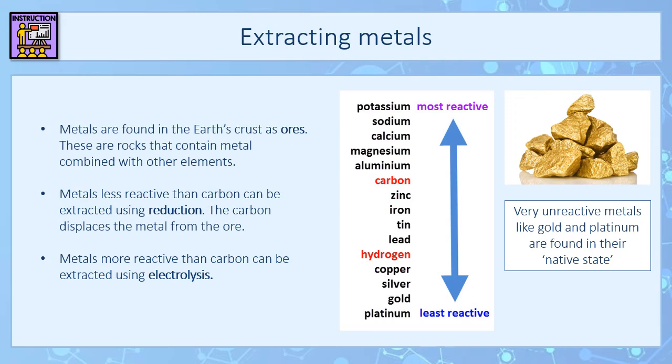For a couple of metals like gold and platinum, you can see them right at the bottom of my reactivity series, those very unreactive metals are actually found in what we call their native state. So they're found as just the metal, not combined with other elements in ores.